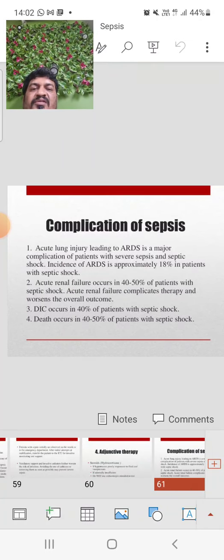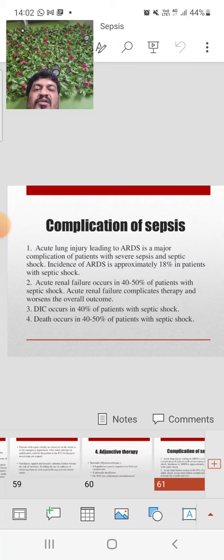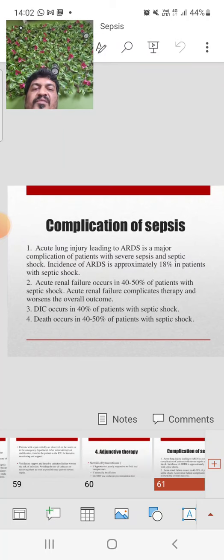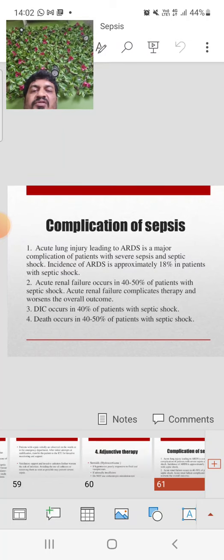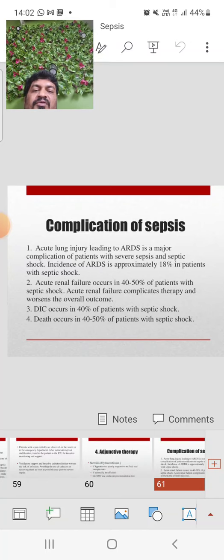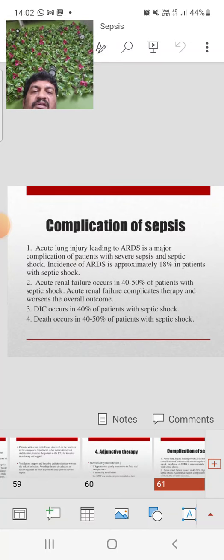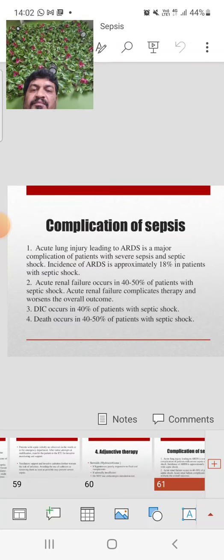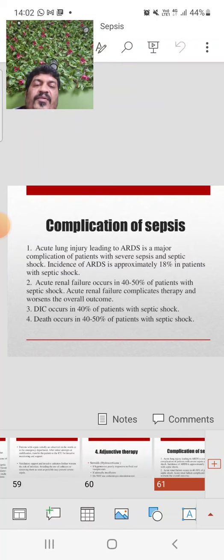Complications of sepsis. Acute lung injury leading to ARDS is a major complication of patients with severe sepsis and septic shock. The incidence of ARDS is approximately 10% of patients with septic shock. Acute renal failure occurs in 40 to 50% of patients with septic shock. Acute renal failure complicates therapy and worsens the overall outcome. DIC occurs in 50% of patients with septic shock, and death can occur in 40 to 50% of patients with septic shock.